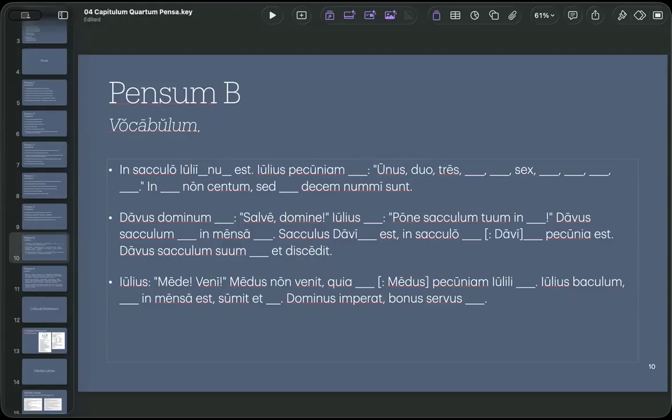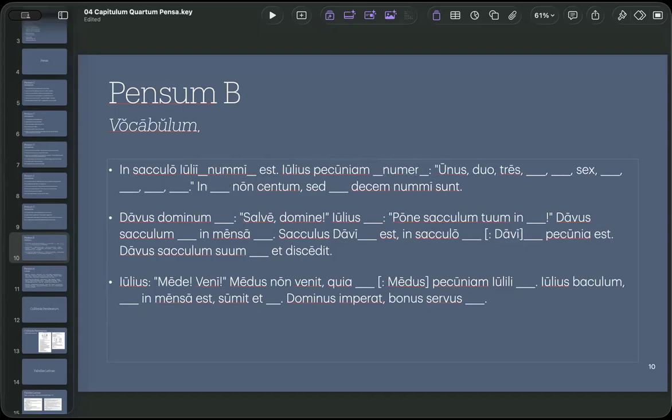Yeah, I think somebody said it. Nummi or pecuniam? You could use pecuniam. Yeah, or pecunia. Sorry, pecunia. Either one. Iulius pecuniam numerat. Oh, that's right. Numerat. I'd forgotten about that one.